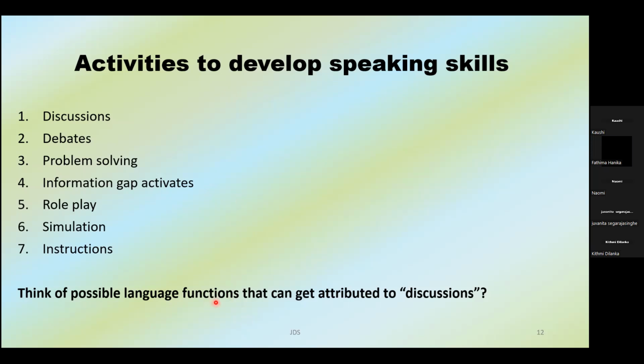Think of possible language functions that can be attributed to a discussion. If we are to do a discussion activity, what kind of language functions, like self-introduction, the different language functions we have studied already? Tell me, what are the different functions that will be involved? Requesting information. Yes, requesting information.